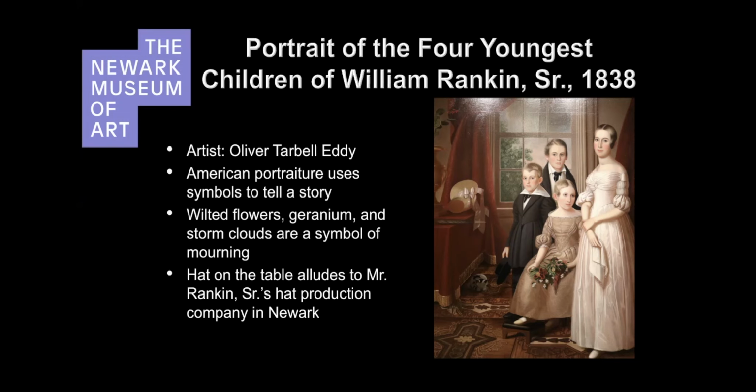Why was this painting made? This painting was probably made to commemorate the passing of Matilda, shown seated, the youngest daughter of William Rankin. As mentioned previously, storm clouds through the window and the geranium in the upper left-hand corner are 19th century symbols of mourning. The bouquet of flowers pointed downward in Matilda's hands refers to an innocent life cut short. Why is there a hat on the table?